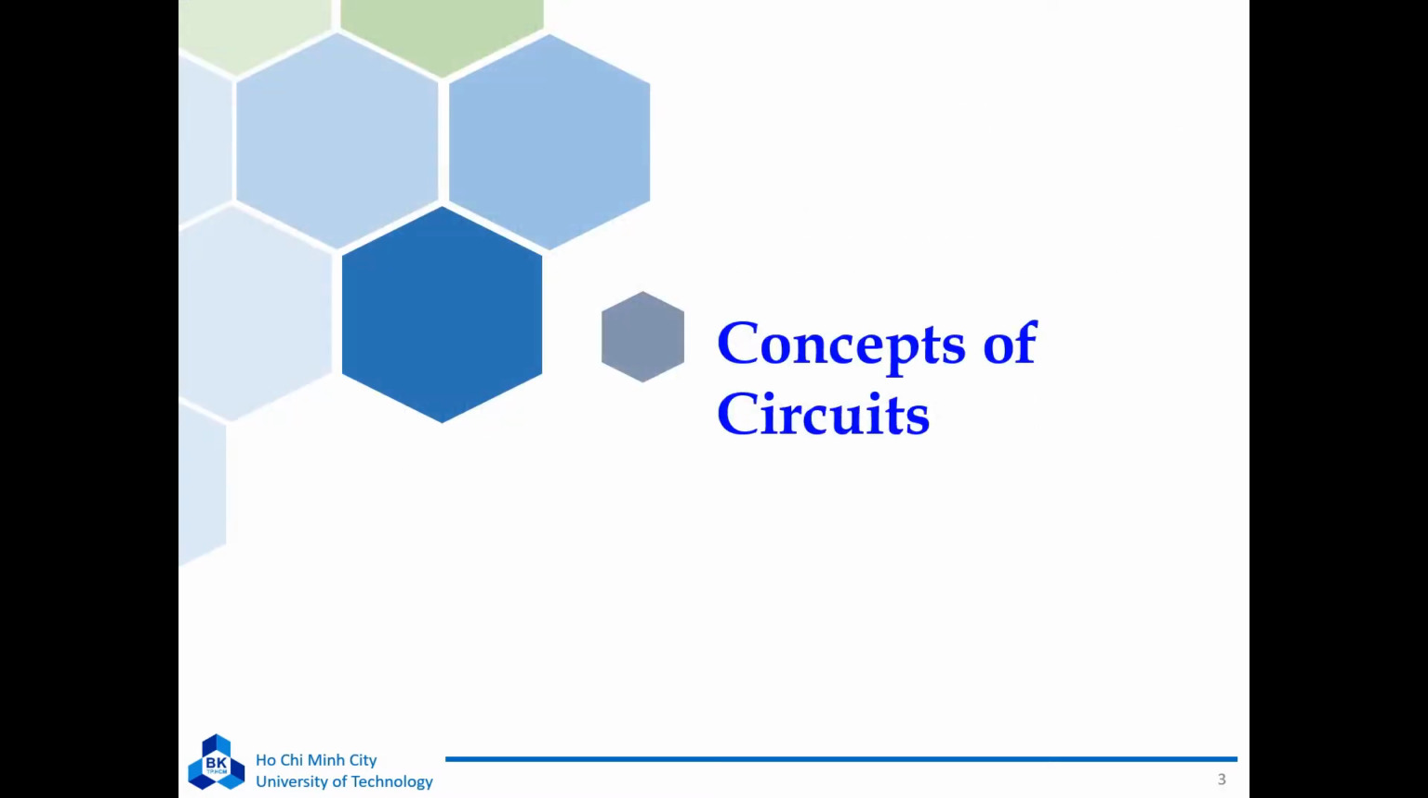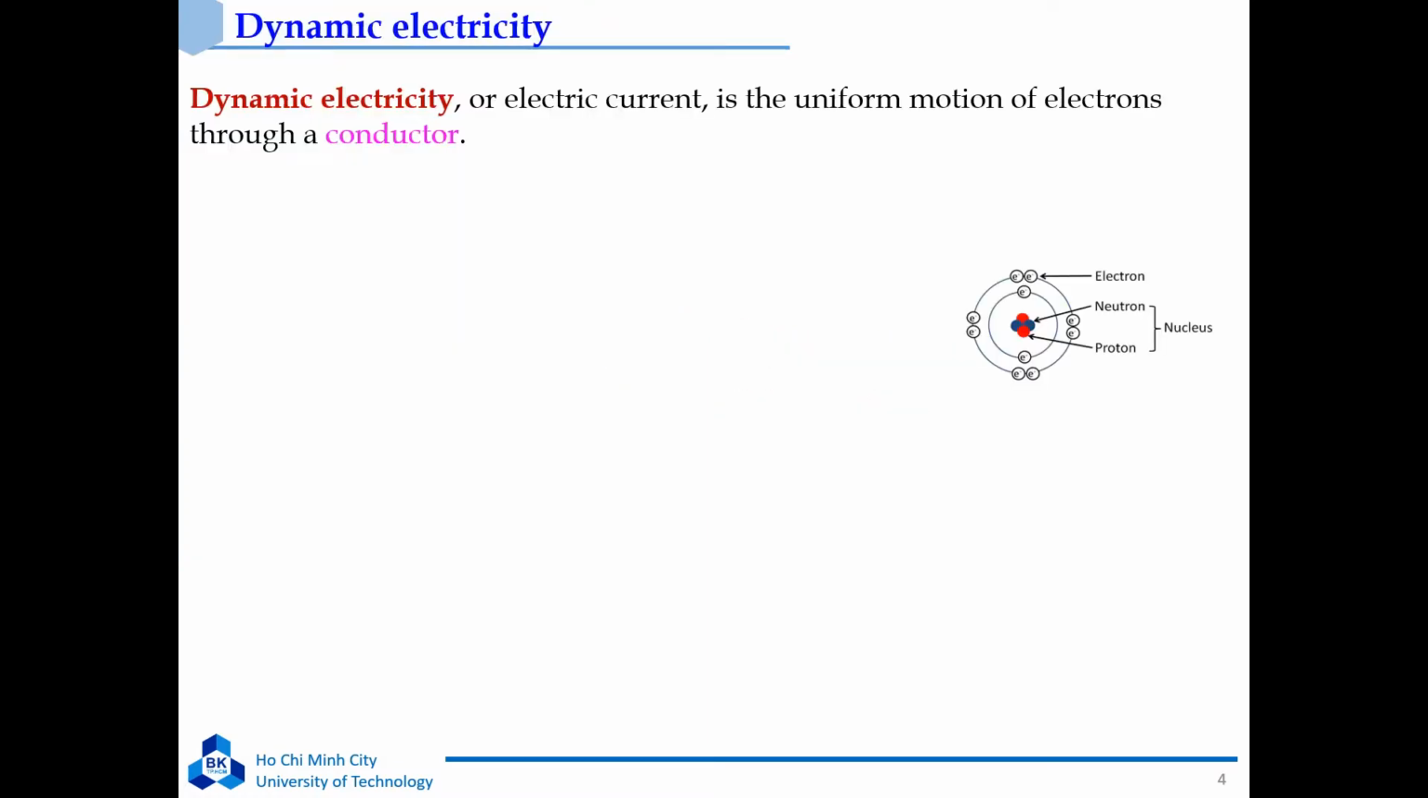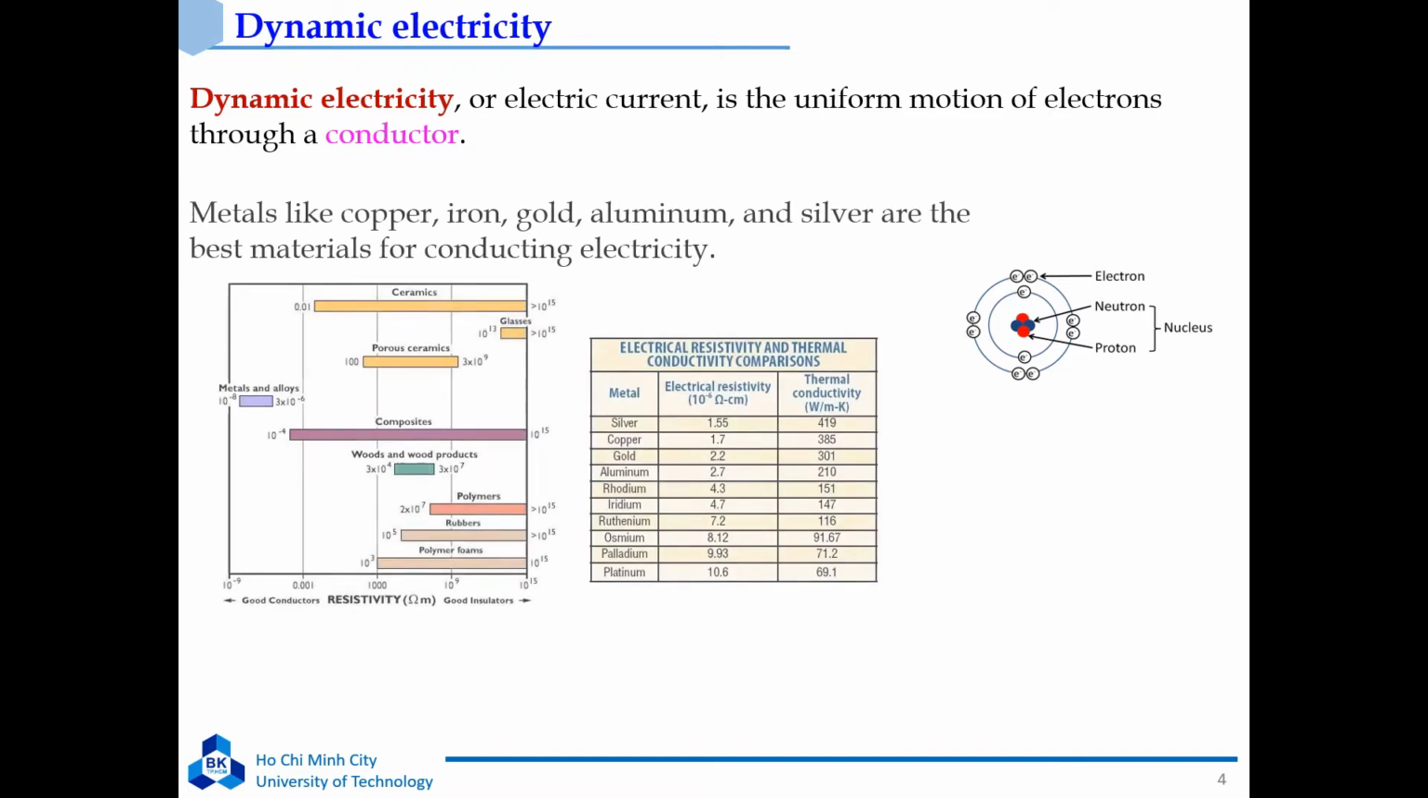Now we will discuss the concept of circuits. What is electric current? Dynamic electricity or electric current is the uniform motion of electrons through a conductor. Metals like copper, iron, gold, aluminum, and silver are the best materials for conducting electricity.